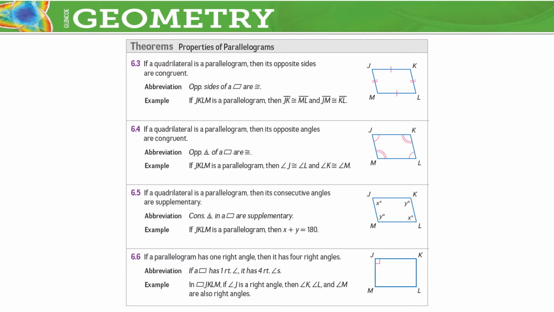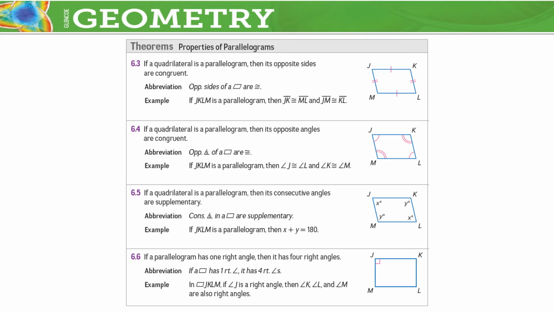Parallelogram. First, in a parallelogram, each two opposite sides are equal, like JK equals ML and KL equals JM. And each two opposite angles are equal. Then angle K equals angle M and angle J equals angle L. And any two consecutive angles are supplementary. Supplementary means the sum is 180.